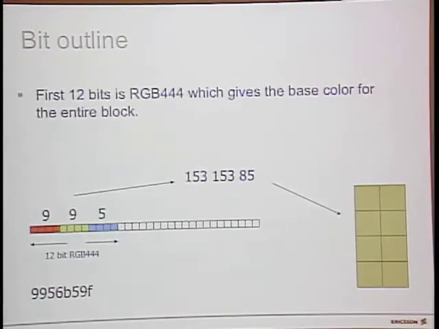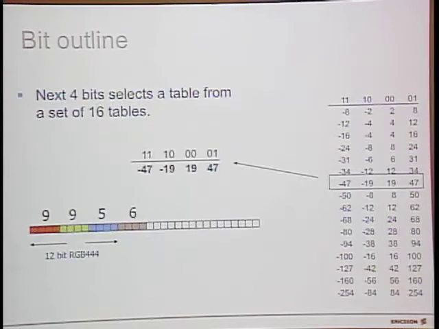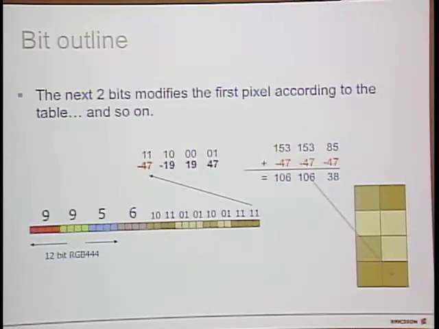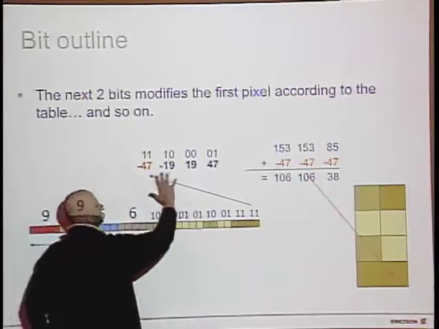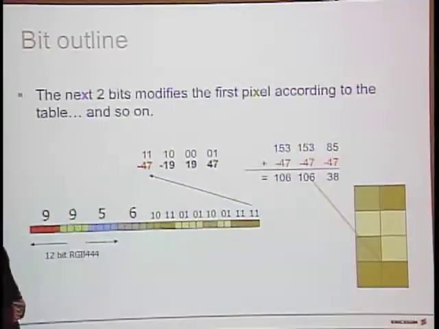Okay? Then we're going to have 4 bits that tell us what out of the table we're going to end up using here. Okay, so 6 bits will do that. It'll pull out modifiers for those. Then every pixel has 2 bits that tell us which out of the table we're going to use. And what that's going to do is allow us to use different values out of this table to modify the base color and give us some pixels here.